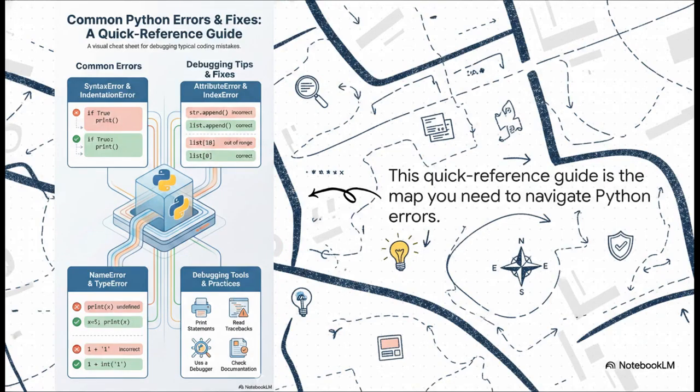So, what if you had a map for navigating those errors? Well, that's exactly what we've got here. This awesome little guide breaks down the most common errors into really simple, understandable categories with super clear fixes. Seriously, think of this as your personal cheat sheet for debugging your code and, honestly, for building up your confidence.